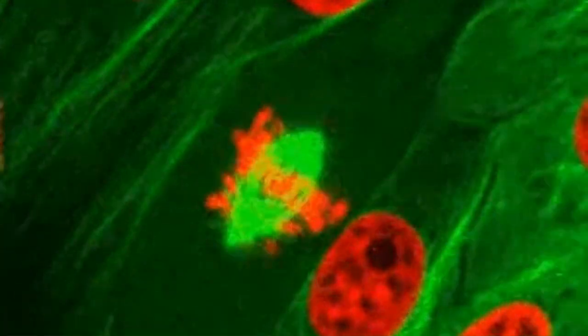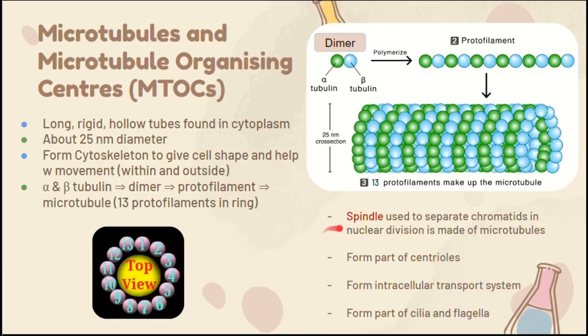For example, spindle fibers, which help separate chromosomes during nuclear division, are made of microtubules. They also form part of centrioles, another cylindrical structure we'll talk about in a bit. And then they form cilia and flagella. These help the cell move.